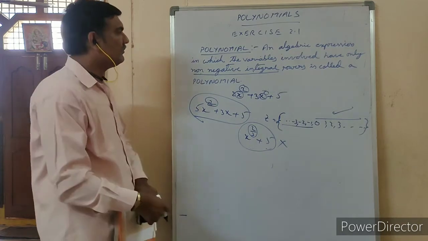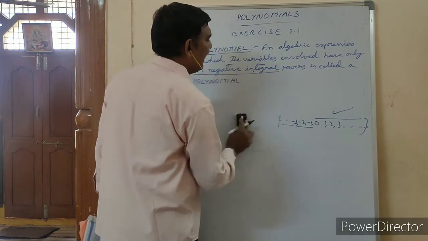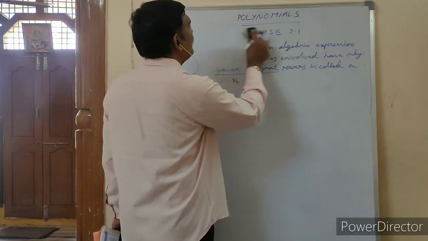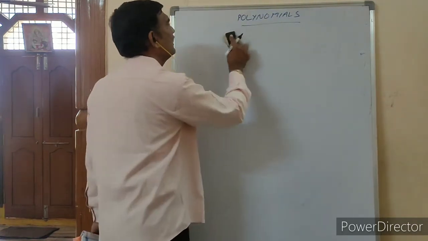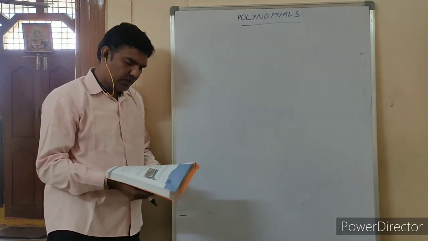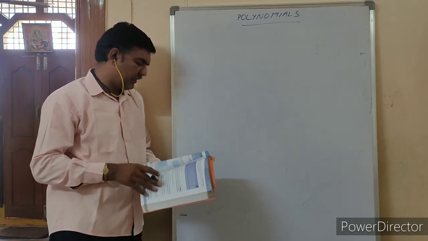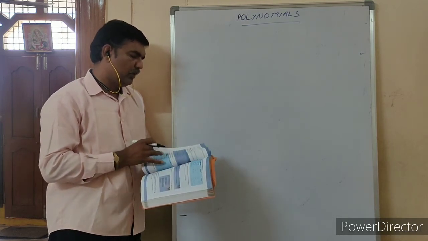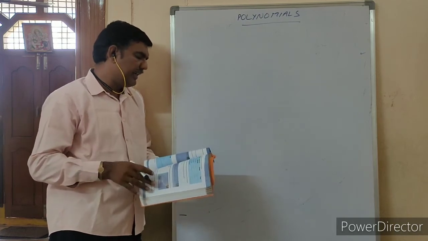Okay. Now we will go through the exercise. I hope that you understood what is meant by polynomial. By seeing, you should say whether it is a polynomial or not. So go through the textbook, not only the exercise, go through the different examples and the things discussed there. If you go through it, then you will come to know what is a polynomial, what is the degree of the polynomial.